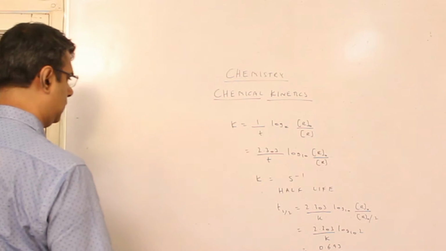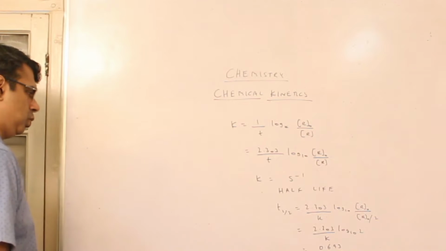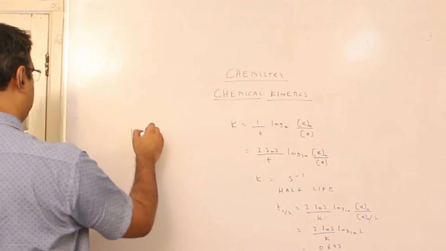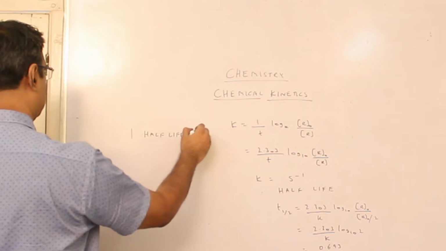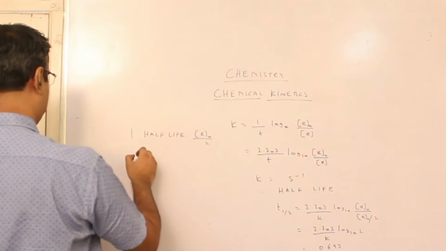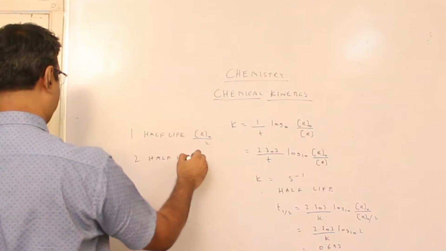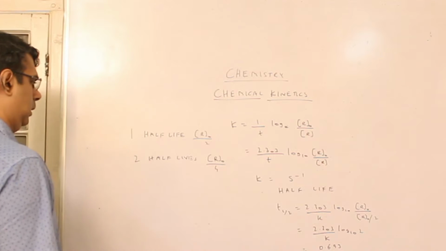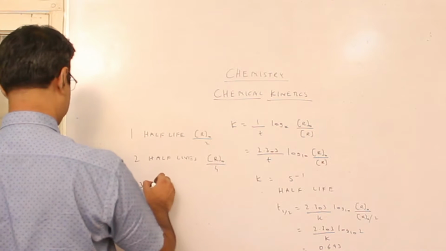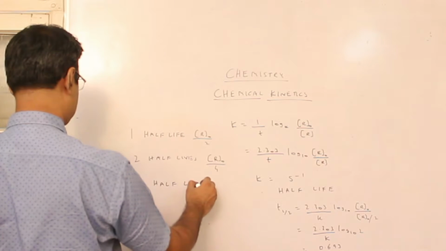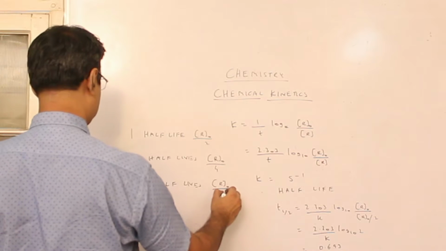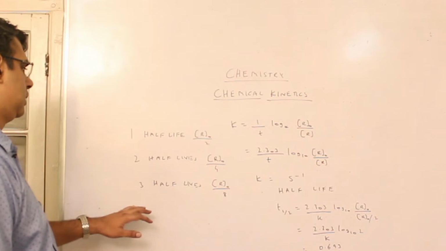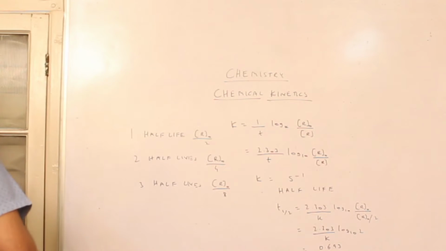Now there are a lot of numericals where they talk about 2 half-lives or 3 half-lives, so just keep it in mind that if it is 1 half-life, then the concentration becomes this much. If it is 2 half-lives, then the concentration becomes half of this, that is concentration of R naught by 4. Similarly, if it is 3 half-lives, that means the concentration becomes R naught by 8. So in questions where 2 half-lives or 3 half-lives are mentioned, you have to take the concentration like this.